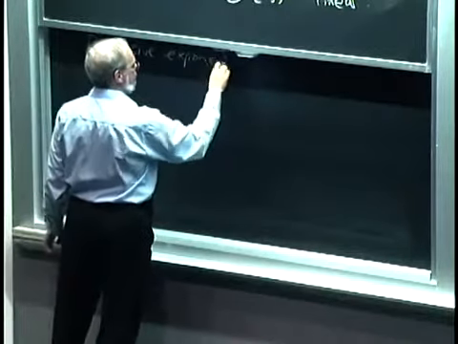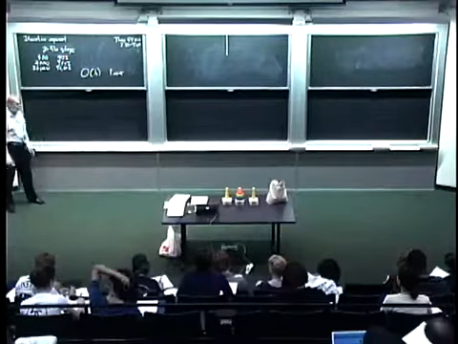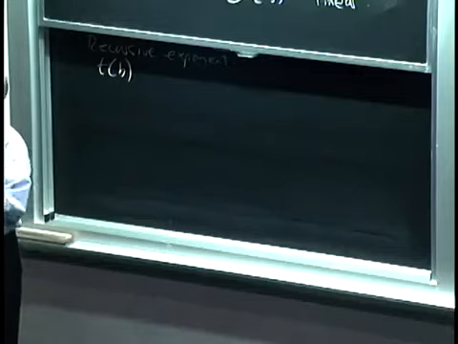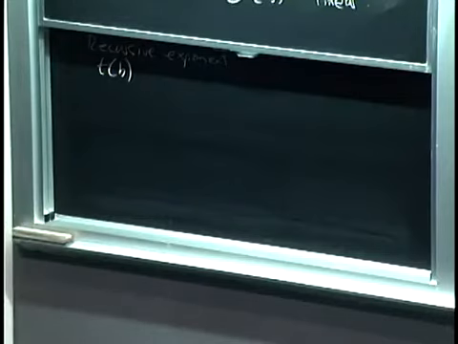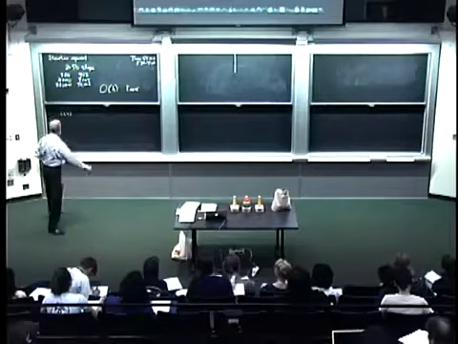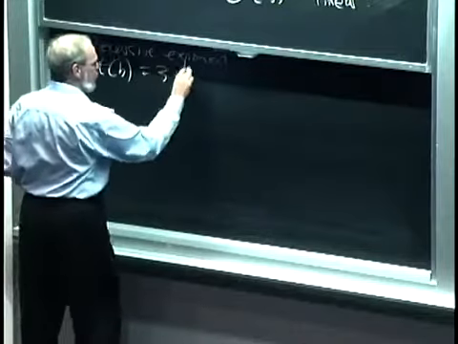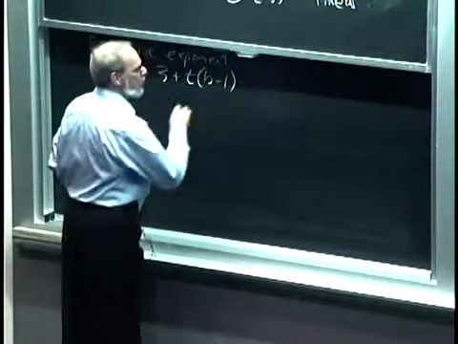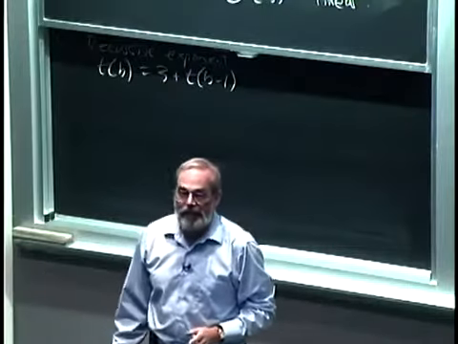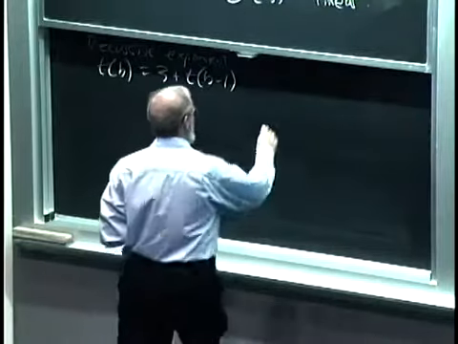In the case of a recursive exponentiator, I'm going to do the following trick. I'm going to let t of b be the number of steps it takes to solve the problem of size b. Okay, and I can figure this out. I've got one test, I've got a subtraction, I've got a multiplication. That's 3 steps, plus whatever number of steps it takes to solve a problem of size b minus 1. Okay, this is what's called a recurrence relation.